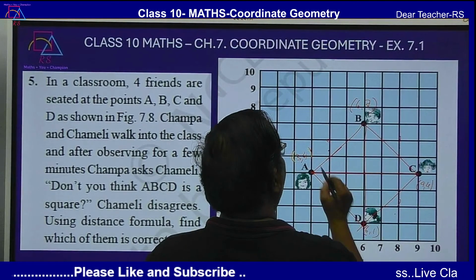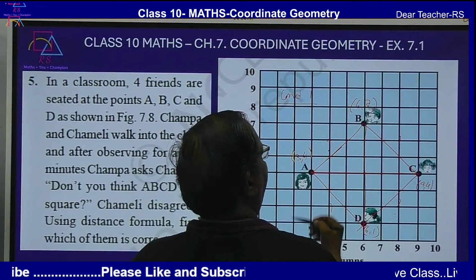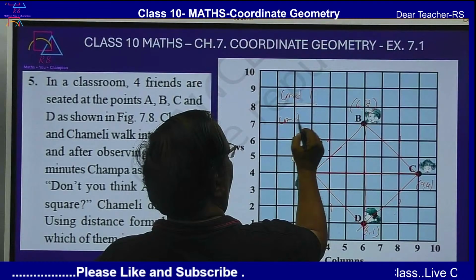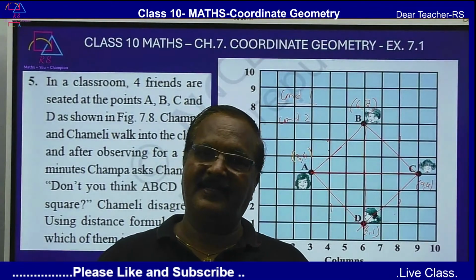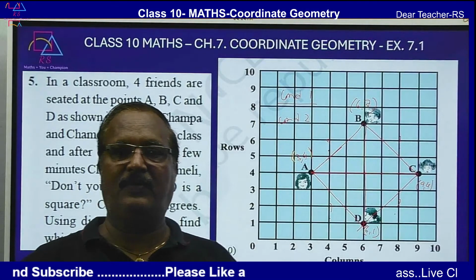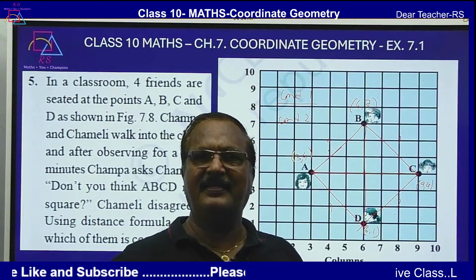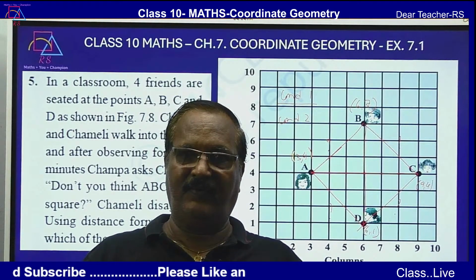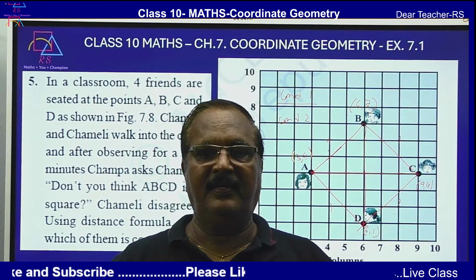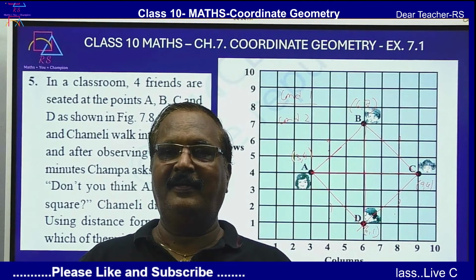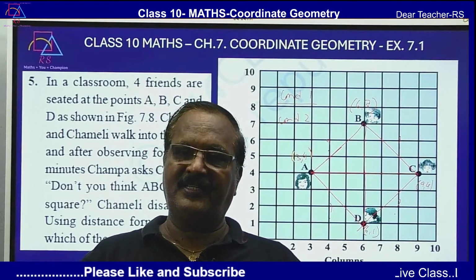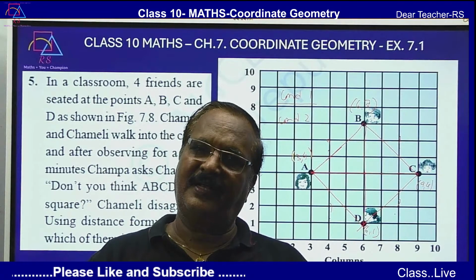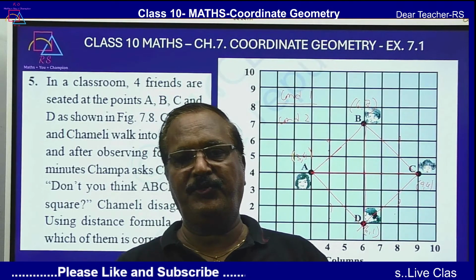That means 2 conditions. Condition 1, all sides should be equal, and condition 2, diagonals also should be equal. So if diagonals are equal and if sides are equal, then ABCD is a square. If you only show that AB, BC, CD, AD are equal and then write ABCD is a square, that is wrong. For a square, you need at least 2 conditions. One condition, all sides are equal. Other condition, either you show one angle is equal to 90 degrees, or that diagonals are equal. That also you can show.